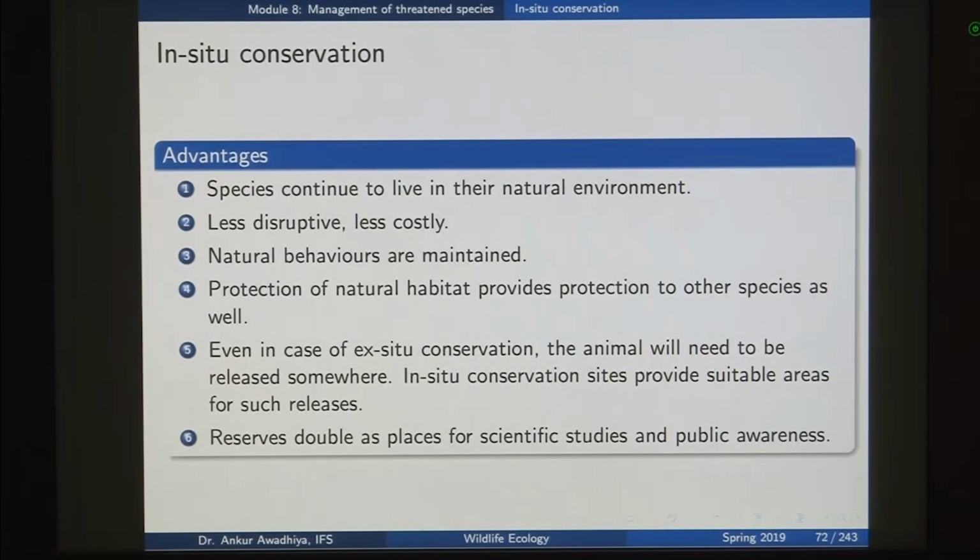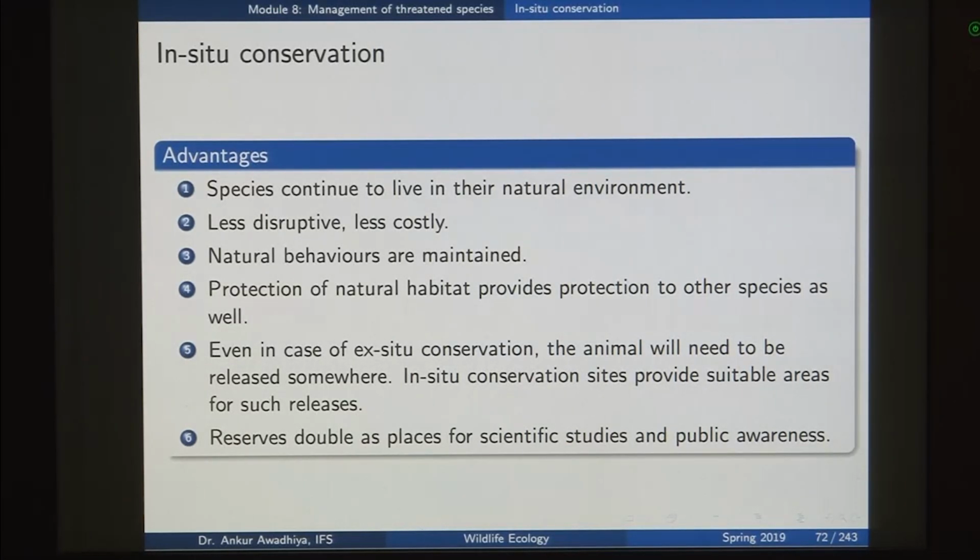Now, in situ conservation gives us certain advantages over ex situ conservation, and at the same time it also suffers from certain disadvantages as compared to ex situ conservation. So, when we are talking about in situ conservation, you can think about, say, a tiger reserve. But should you keep a tiger in a tiger reserve, or should you keep a tiger in a zoo? In both instances, we are trying to conserve the tiger. Now, if you are keeping it in a tiger reserve, it would give you certain advantages.